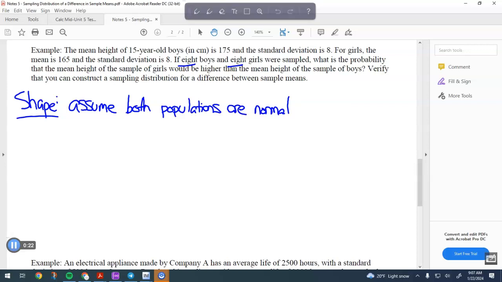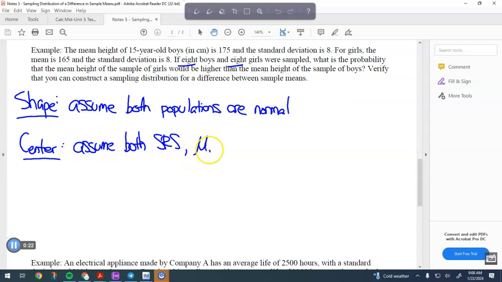The differences. Okay, center. What am I looking for that I don't see? I need randomness. It doesn't say, so I'm going to have to assume both are SRS. And then once I do that, I can say what the mean is.